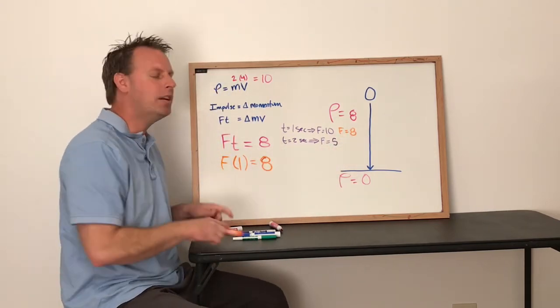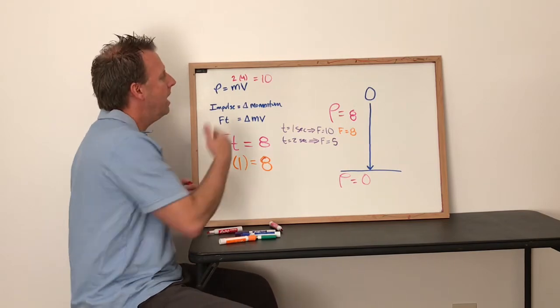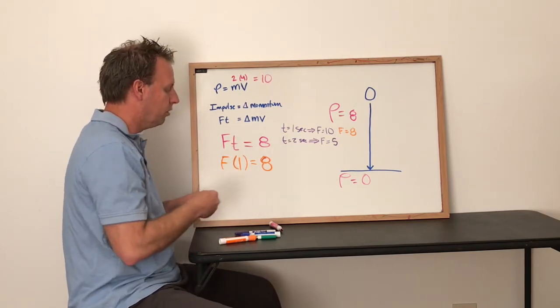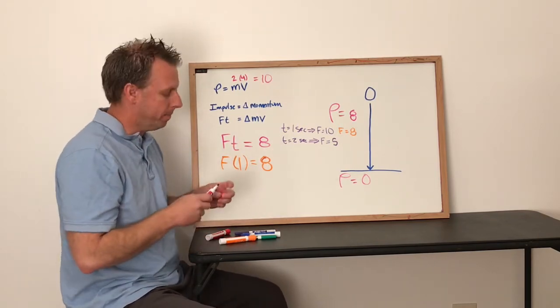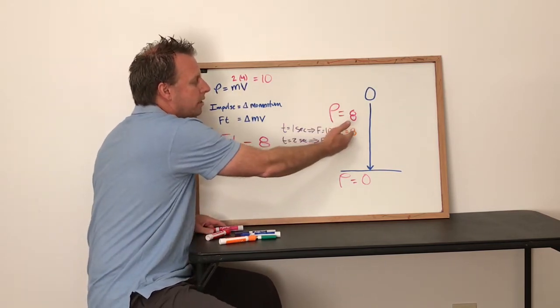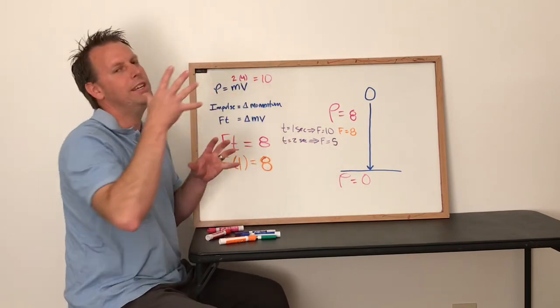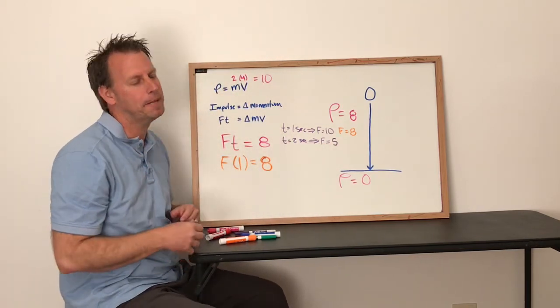So by decreasing the velocity as it's falling, I have also then decreased the amount of force. And if I can decrease the velocity and make the force less to begin with, then when I extend the time, that force will be even lower, right?